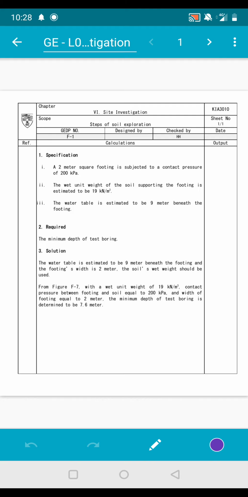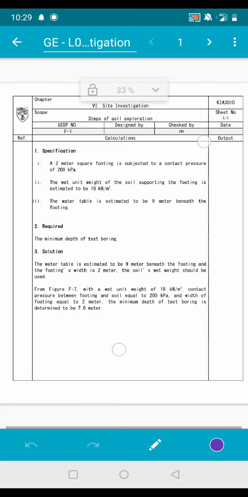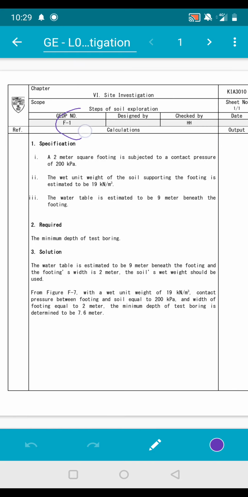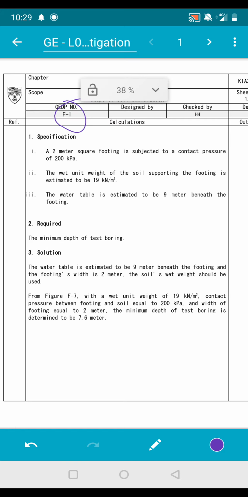Now here's a quick discussion on the design pad number 6, which is on site investigation. Now let's look at the solution for F1. Now what is the specification?